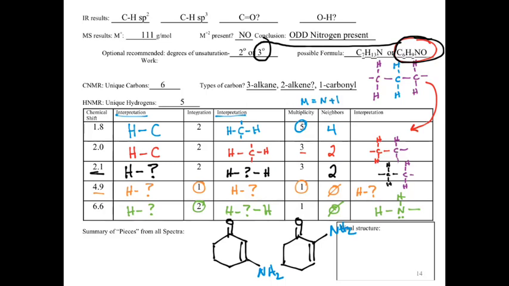Okay. Well, it's really going to linchpin on our green hydrogen, which is either here or here. According to our NMR, our green hydrogen has no neighbors. So when we look 3 bonds away, we should not find a hydrogen.